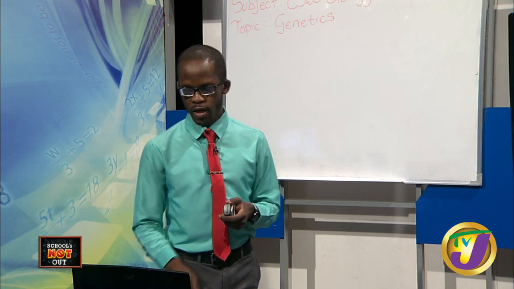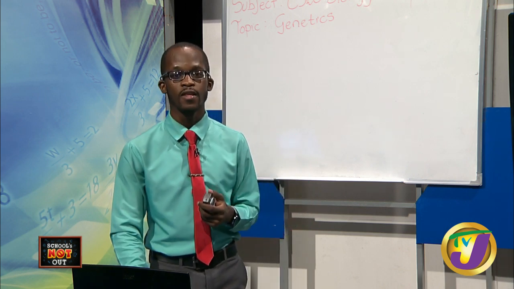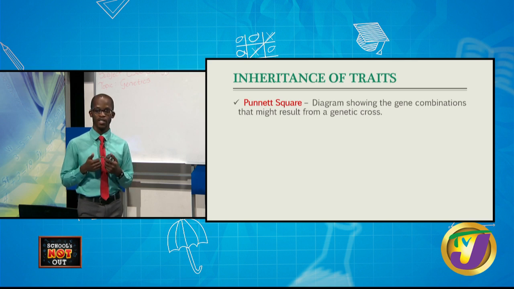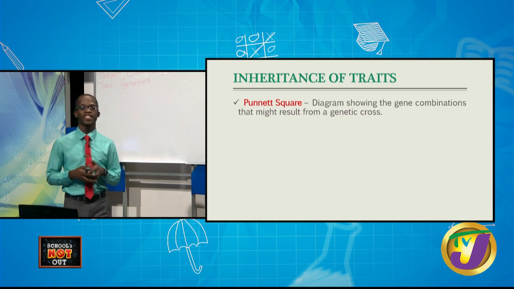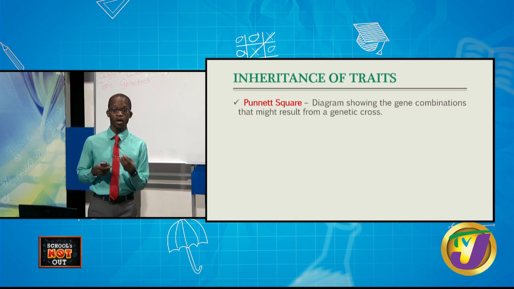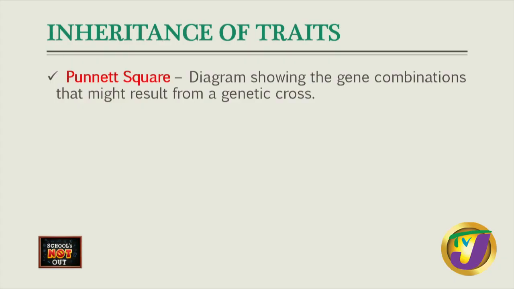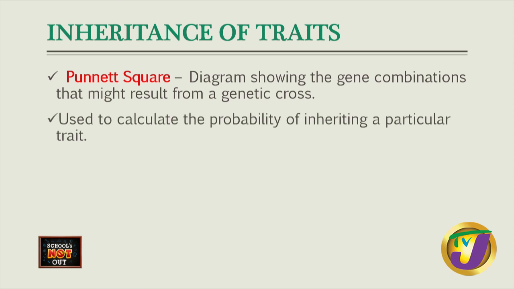Now, we're going to be looking at how we inherit traits in humans. For this, we are going to be utilizing a simple diagram that we refer to as a Punnett square. The Punnett square is a diagrammatic representation that allows us to show all the possible combinations when a mother and a father procreate. We can also have the probabilities calculated, so we're going to be doing a little bit of math in this example.